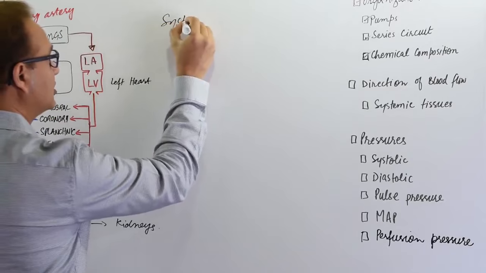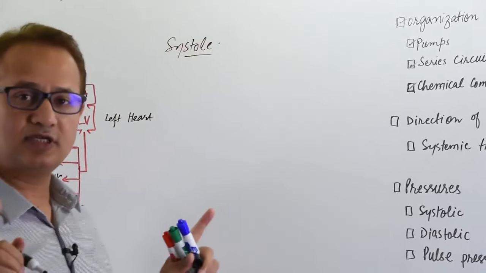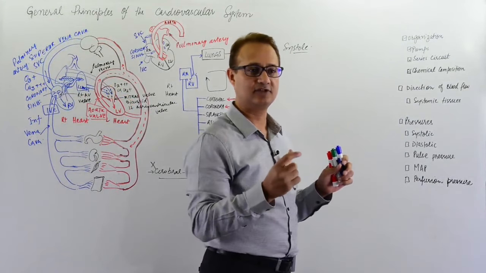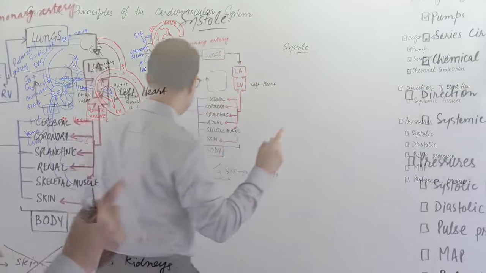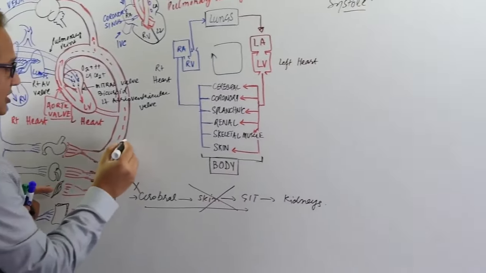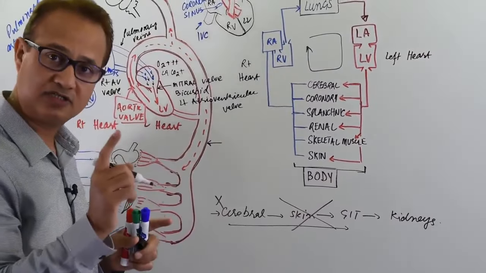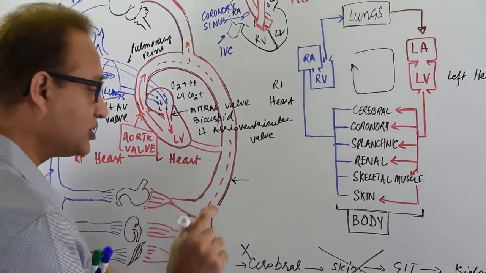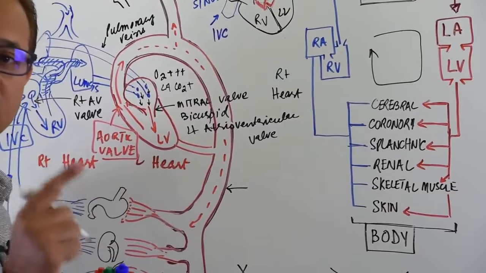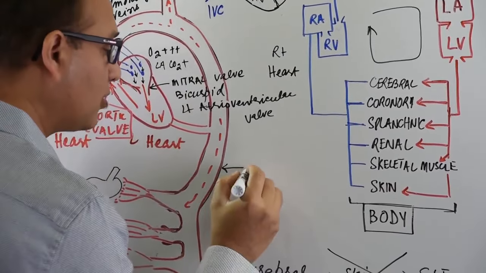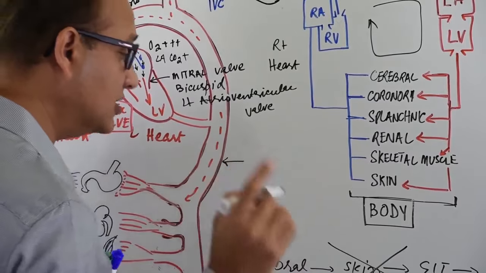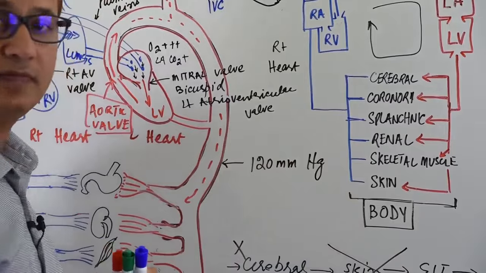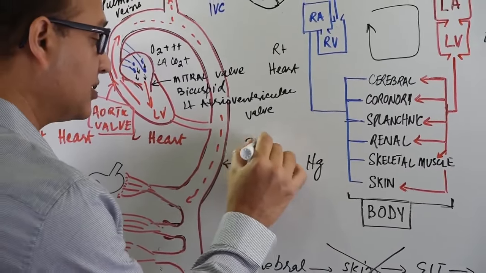Systolic blood pressure. So definition of systole. Systole is the time interval during which a ventricle is contracting. That is the definition of a systole. Systolic blood pressure is the blood pressure in systemic arteries when the left ventricle is contracting. That is the definition. Normal average systole in healthy individual adults is 120 millimeter of mercury. So that is a systolic blood pressure.